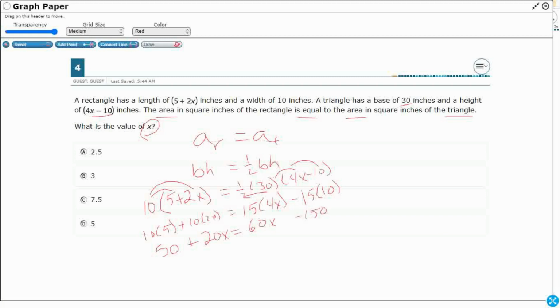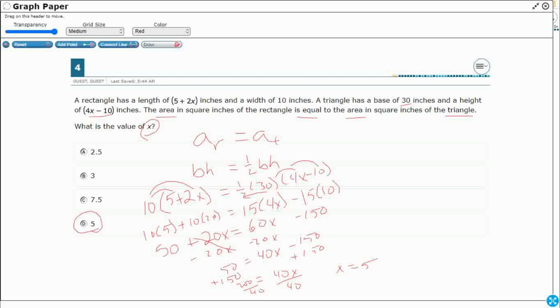Solving for x. So let's bring that 20x over to the right side. We'll do that one step at a time. So 50 equals 40x minus that 150. I'm going to add the 150 to both sides. Let's move that over there. And I'm going to get 40x equals 200. Now I just divide both sides by 40. X equals 5. All that work for something that's not so simple.